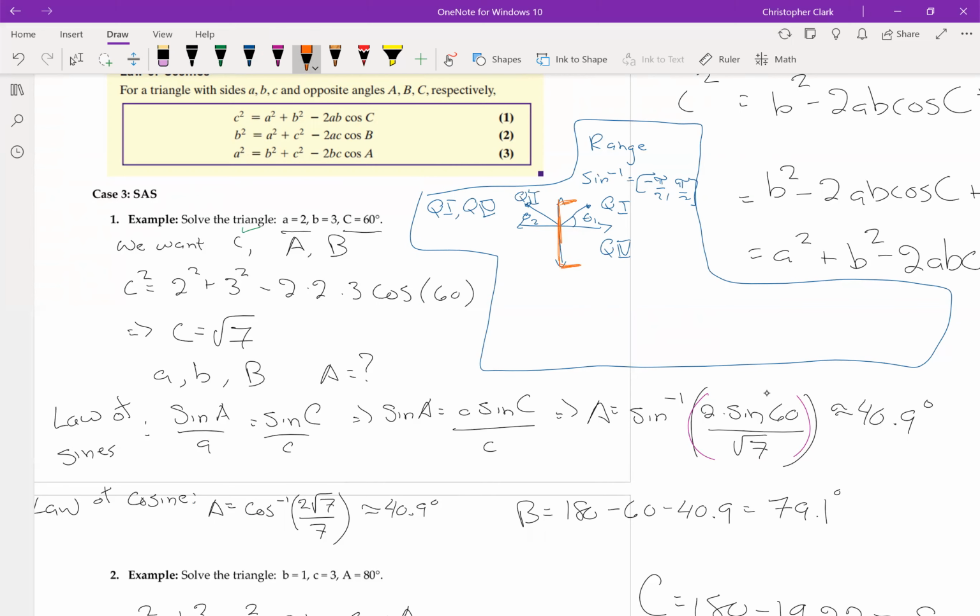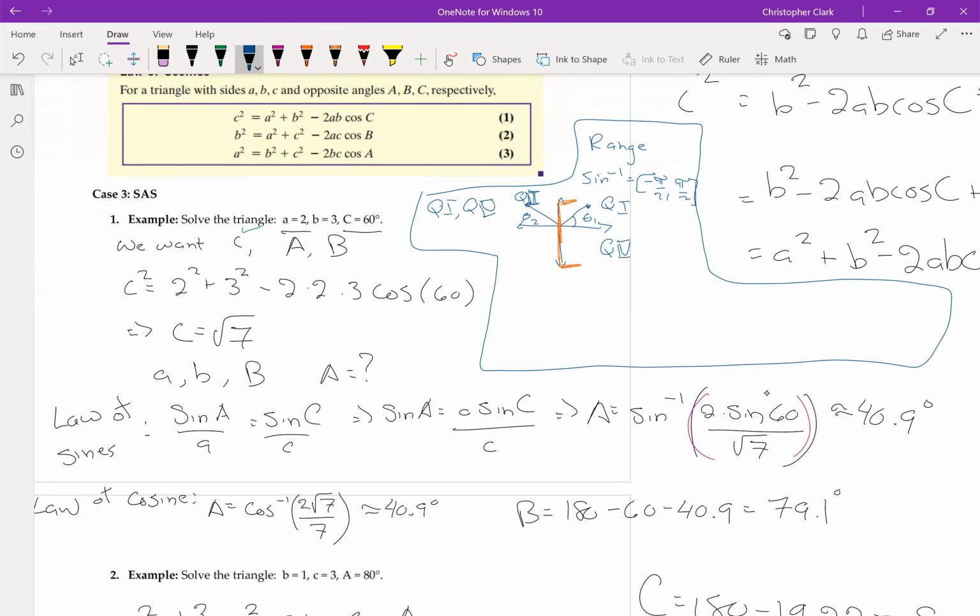So you have to be a little bit careful, because it's possible that this solution in quadrant 2 is going to work. Now, if we did this, we would say, okay, this is 180 minus, I'm going to round it to 40. 180 minus 40 is 140. So is this solution going to work? All right, well, 140 plus 60 is 200. That's too big. So this solution isn't going to work.